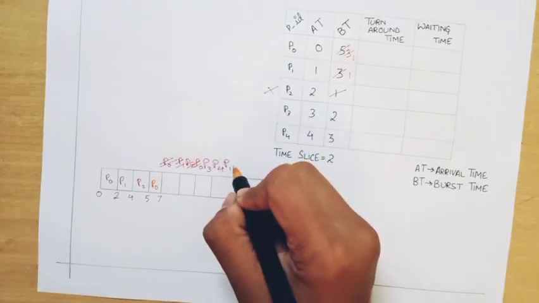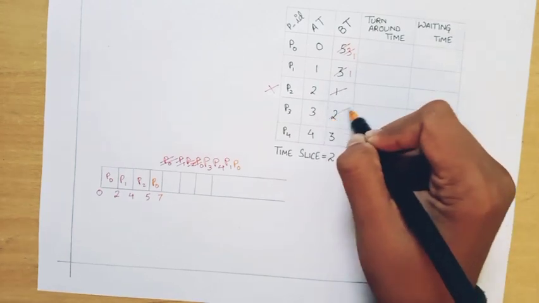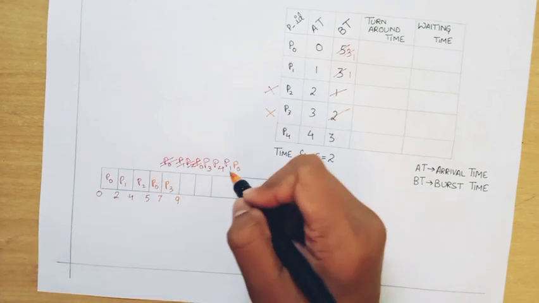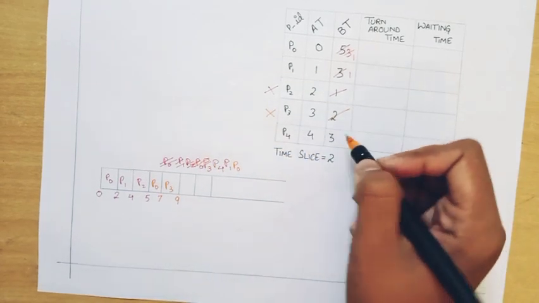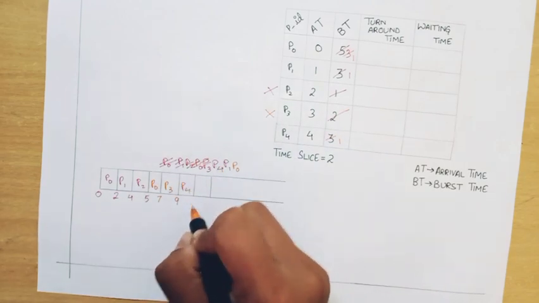It will get scheduled afterwards, after P1. Now P3 will work. P3 has a requirement of 2 units. We will give it 2 units and it will also end here at 9. Now what remains? P4. P4 has a requirement of 3 units. We'll give it 2 units, 1 will remain. P4 will work till 11.